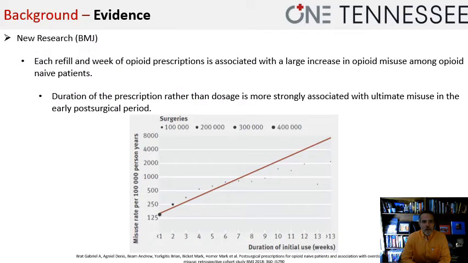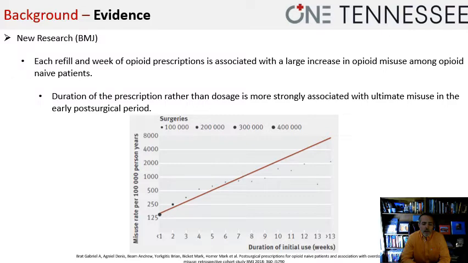Another recent article published by the British Medical Journal found that each refill and week of opioid prescription is associated with a large increase in opioid misuse among opioid-naive patients. Furthermore, they found that duration of the prescription rather than the initial dosage is more strongly correlated or linked with ultimate misuse in the early post-surgical period.